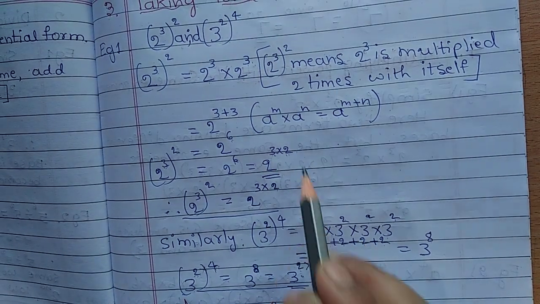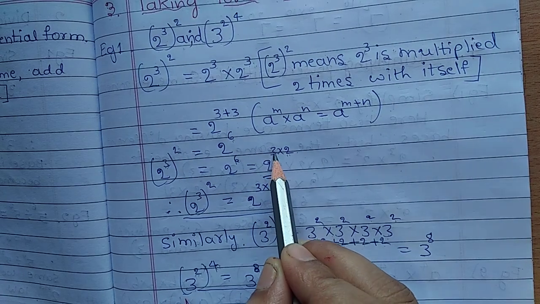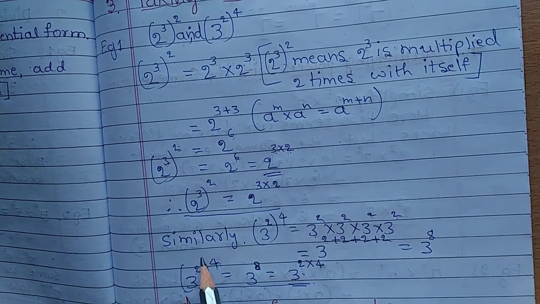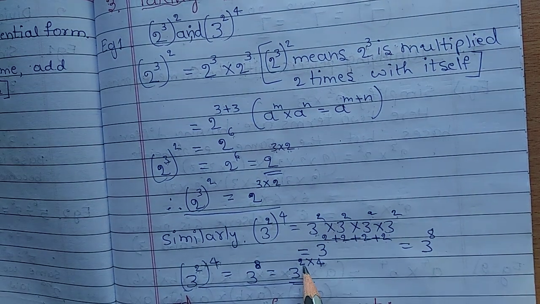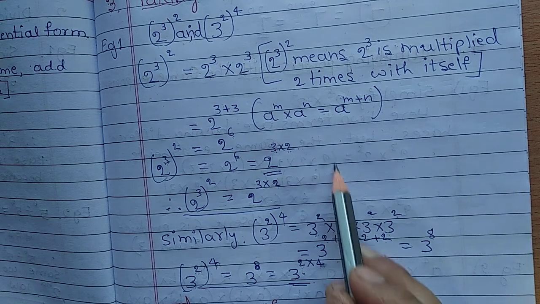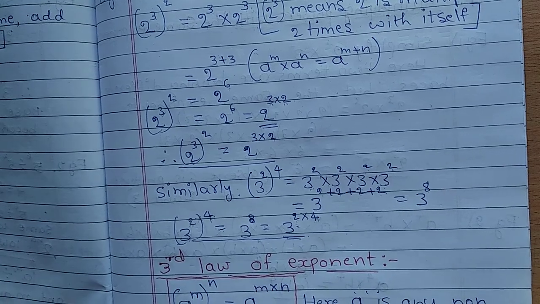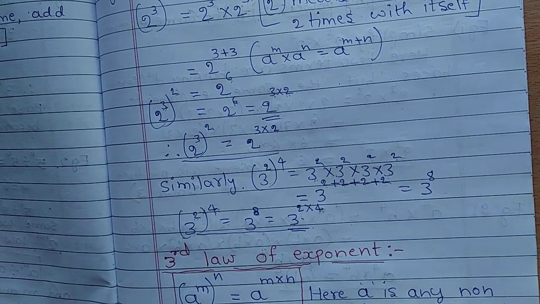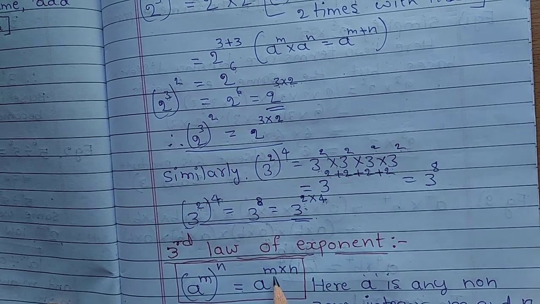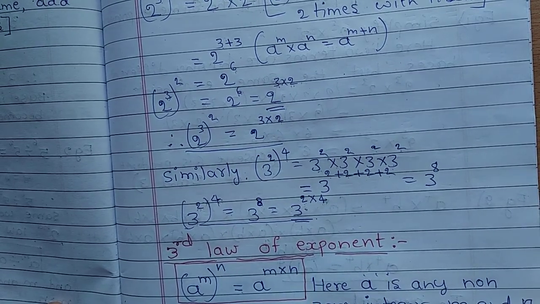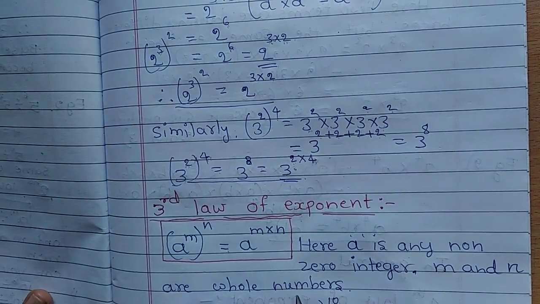So observe these two examples. 2 cube whole square is equal to 2 raised to the power of 3 into 2. 3 square whole raised to the power of 4 is equal to 3 raised to 2 into 4. We can generalize that (a raised to m) whole raised to n is equal to a raised to m into n. Here a is any non-zero integer and m and n are whole numbers.